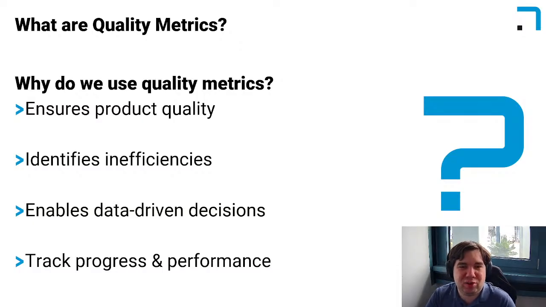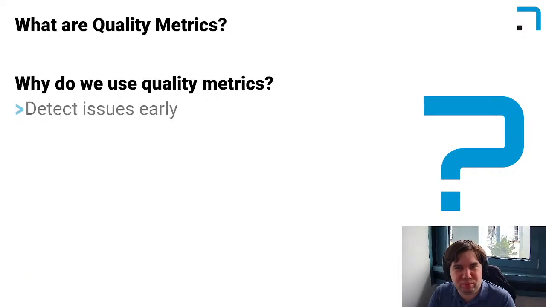So quality metrics are really key indicators that we should use in order to make sure that testing and the project is progressing as expected. And if it isn't, then ideally, quality metrics should help us identify that. So why do we still use quality metrics? Well, there's some other reasons.